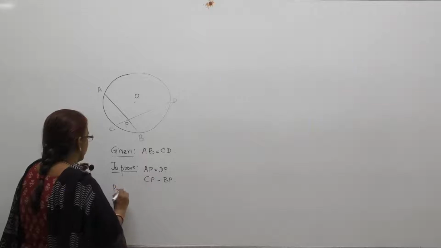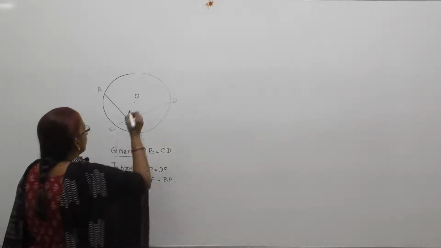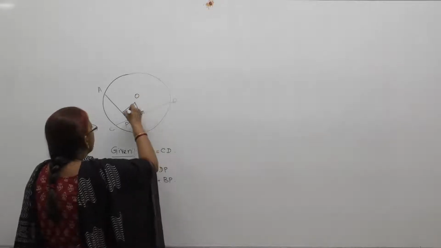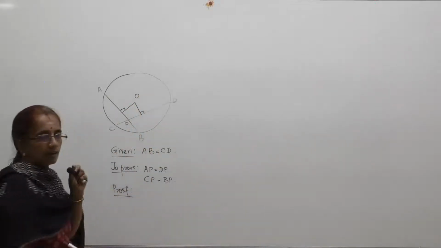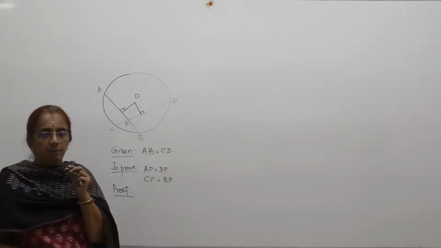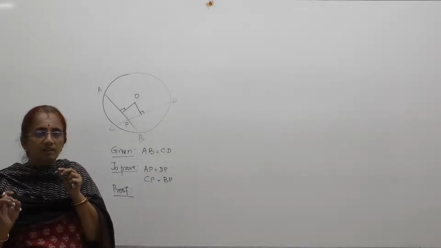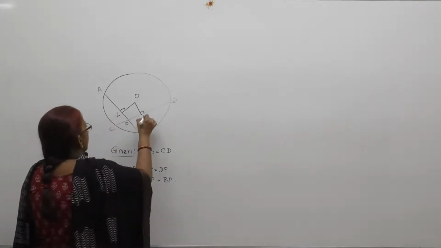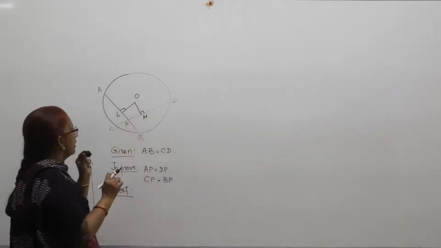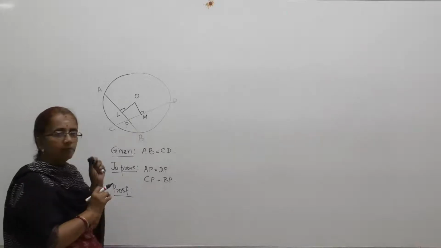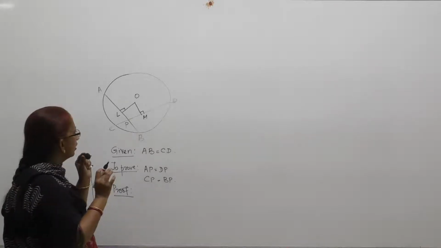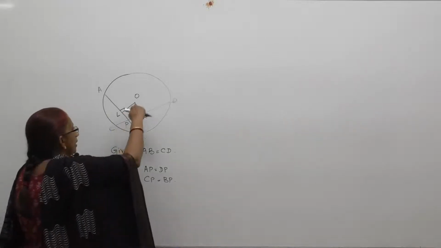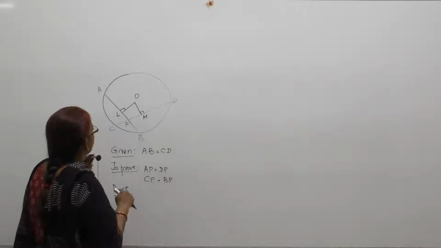So let us get on to the proof of this problem. What do you know about equal chords of a circle? Equal chords of a circle are equidistant from the center, isn't it? So OL is the perpendicular distance of the chord AB and OM is the perpendicular distance of the chord CD from the center O. Therefore, OL and OM are equal. Correct?